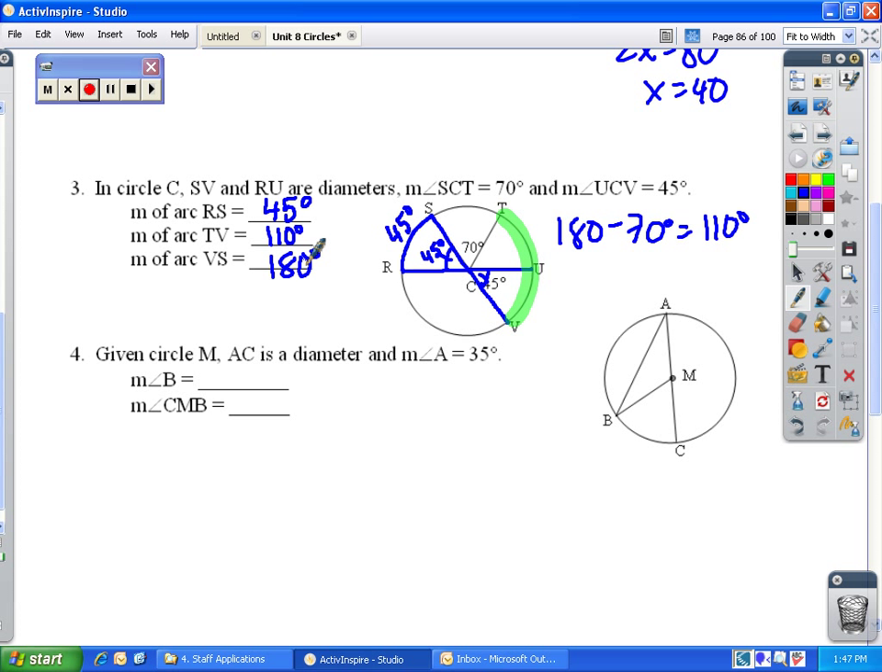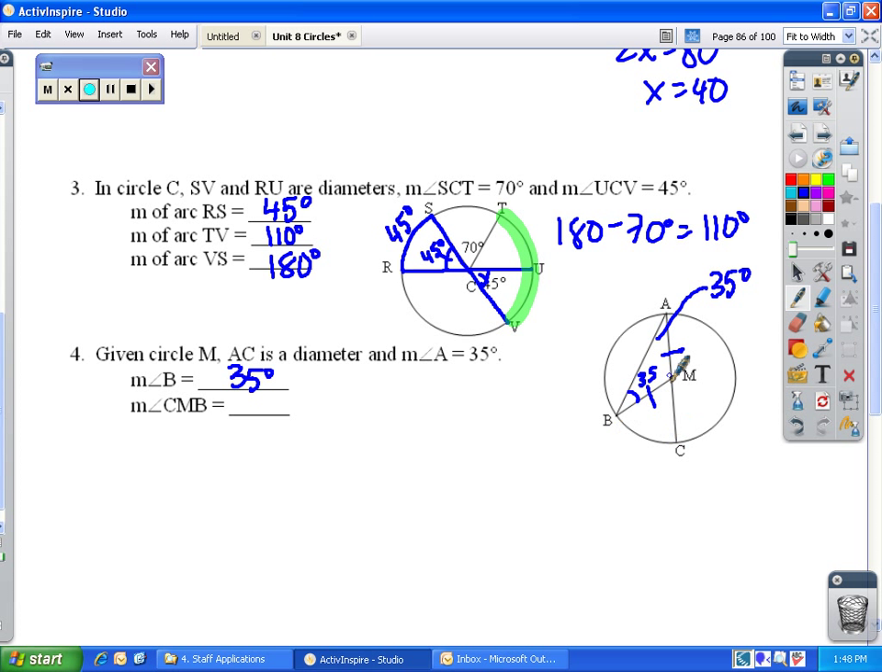Given circle M and AC is a diameter, as we see right here, straight through the center, and angle A is 35 degrees, which means this part right here is 35 degrees, we want to first find out angle B. So if I think about A, B, and M making up a triangle, this triangle is isosceles because MA and MB are both radii. And if it's an isosceles triangle, that means the base angles are congruent, which means angle B is also 35 degrees. Next, we want angle CMB.